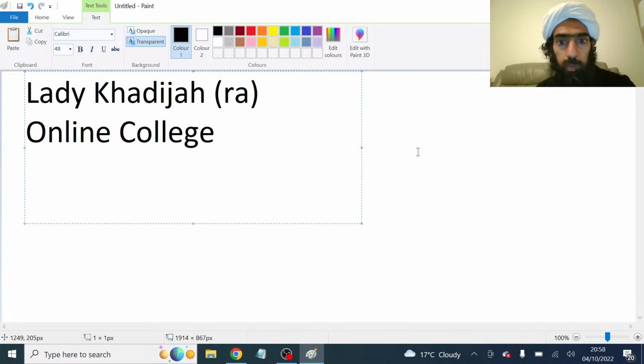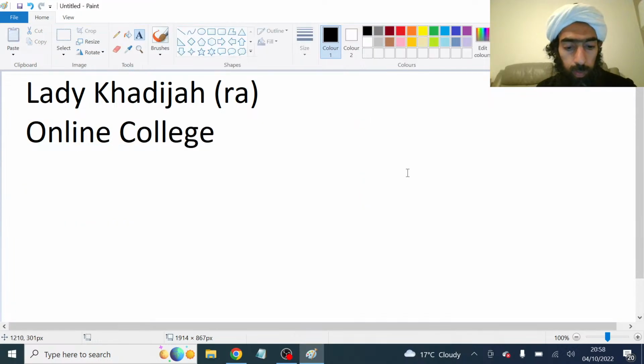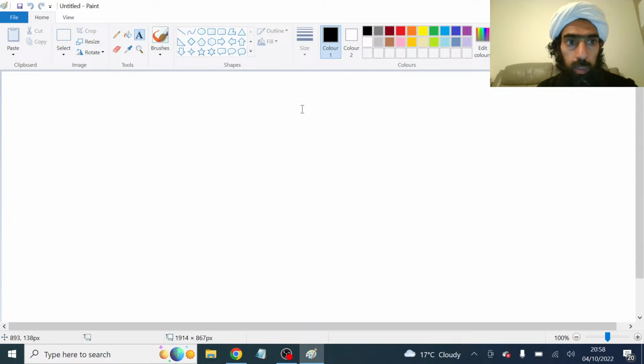Today we are looking at A-level maths, pure maths, year 1, and we're carrying on with factorizing single brackets. So let's take a look at today's question.